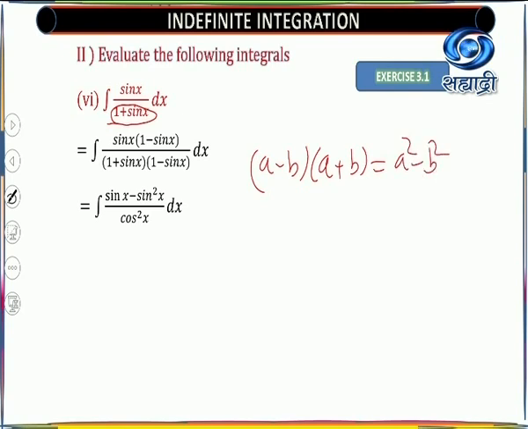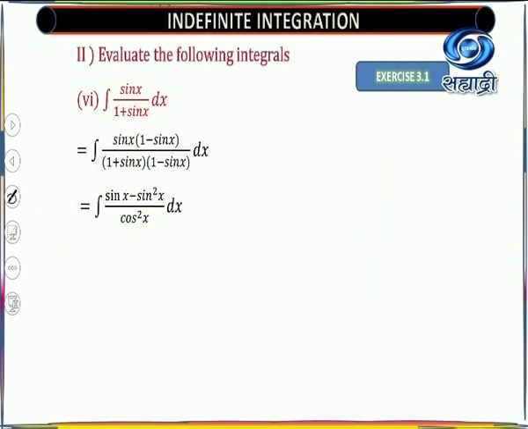So here you have 1 square minus sin square x, because your a is 1 and b is sin x. So you will get 1 minus sin square x. 1 minus sin square is cos square, and hence you have cos square in the denominator. Okay, now next is what? You have to multiply by sin x to every term. So you are multiplying by that. So what will you get?